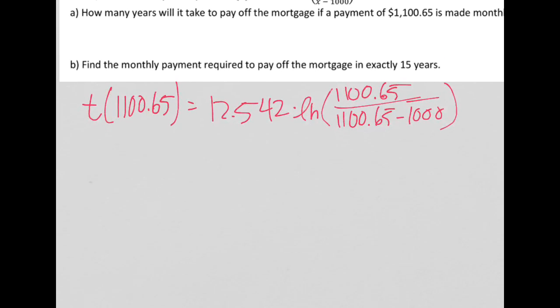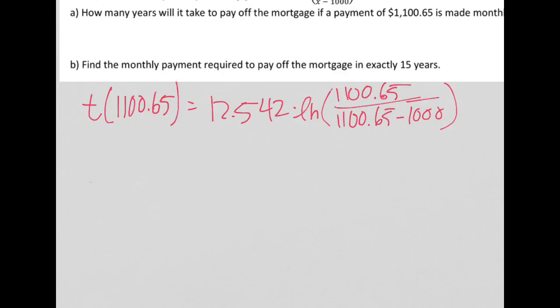But real quick, here's what I notice. I think the easiest way to solve this problem is going to be by graphing. So rather than plugging that in, I'm going to graph this entire function: 12.542 times the natural log of X divided by parentheses X minus 1,000. Close your parentheses, close your other parentheses, and let's graph this.